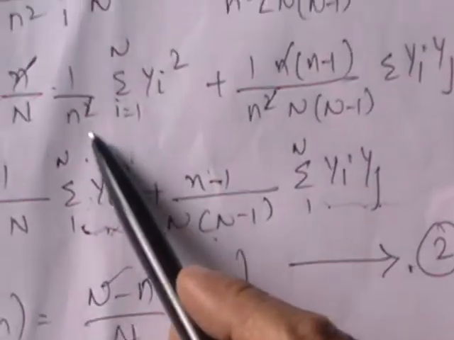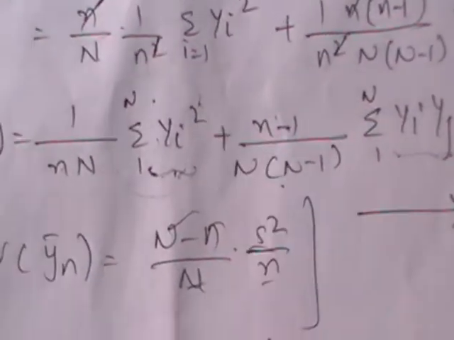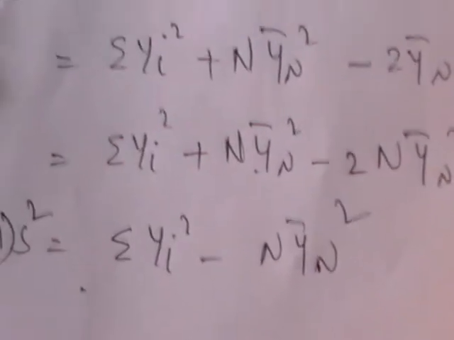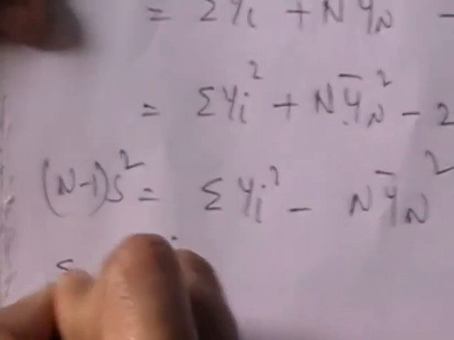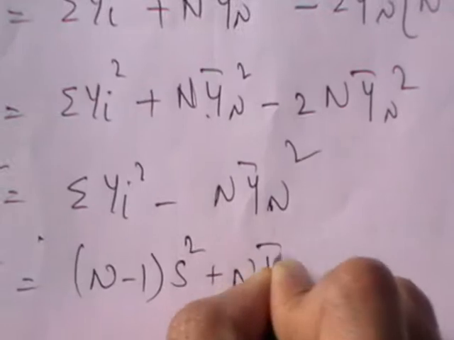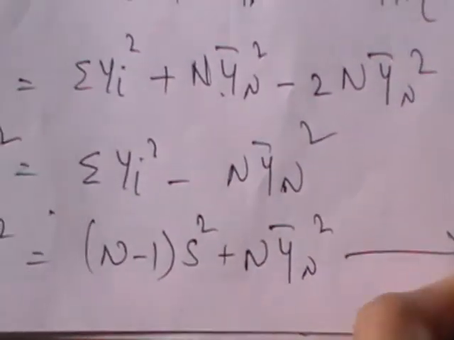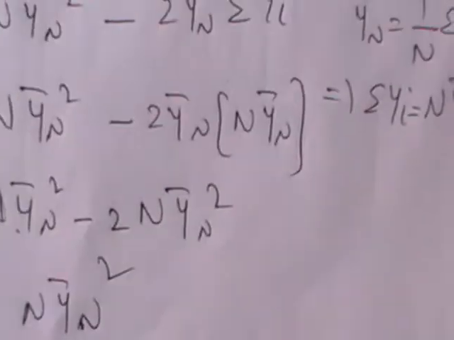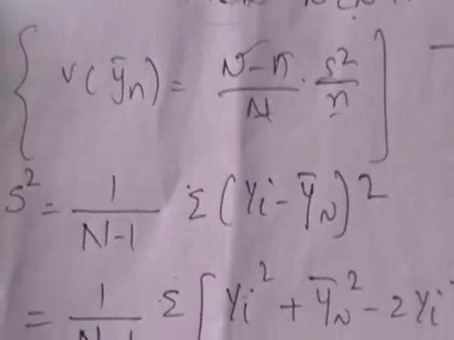We need this term actually in equation 2. You need the expression for sigma yi square in terms of s square and also sigma yi yj in terms of s square. So sigma yi square will be n minus 1 into s square plus n into y bar n square. Let us give this as equation number 2. So to show this one, we have arrived at equation number 1, which is nothing but E of y bar n square minus capital Y bar n square.